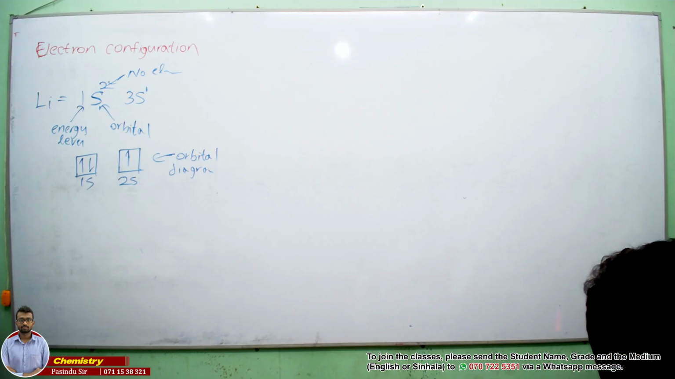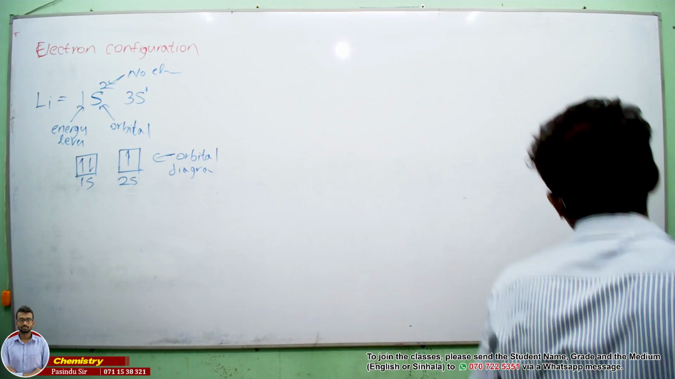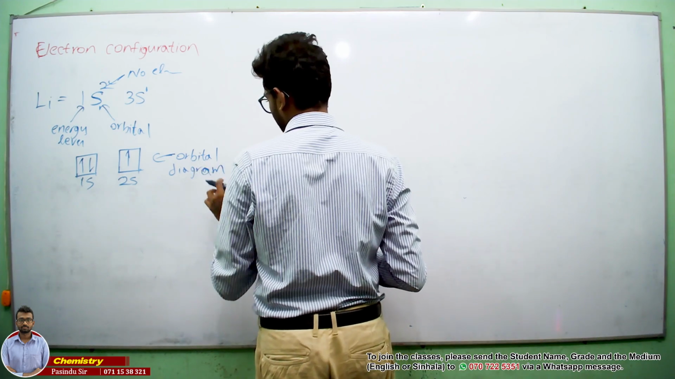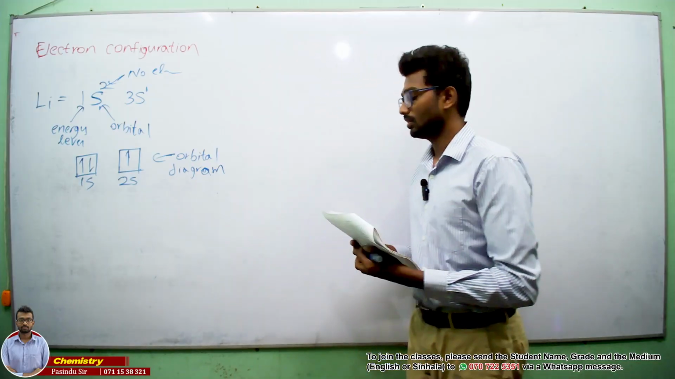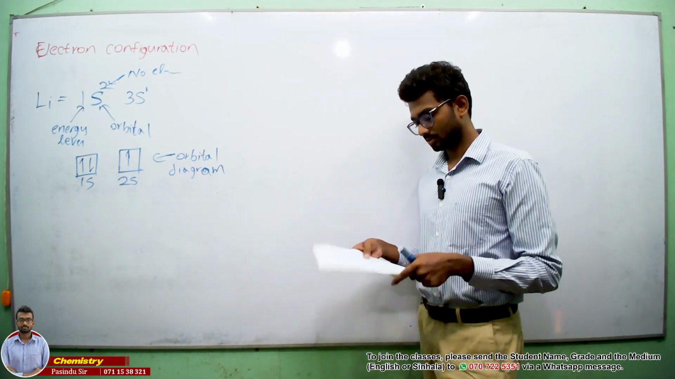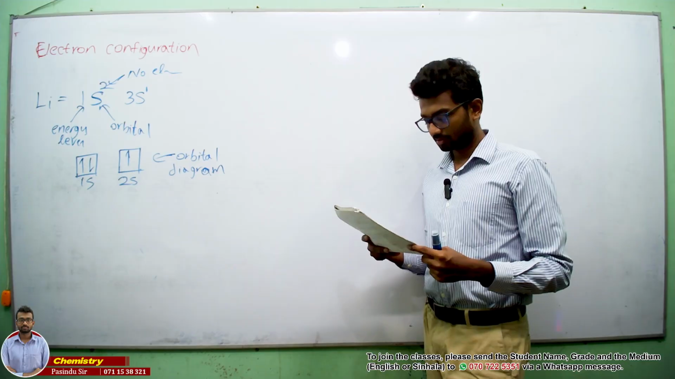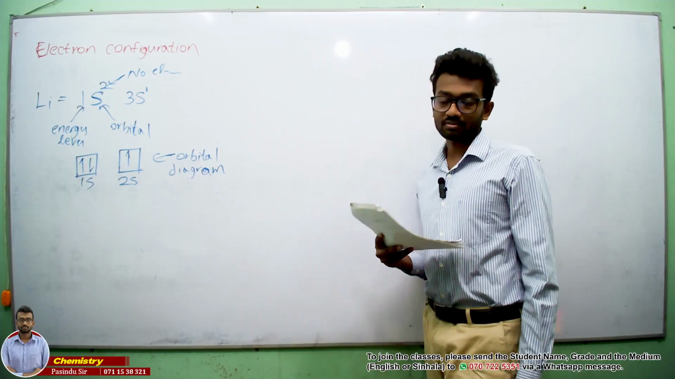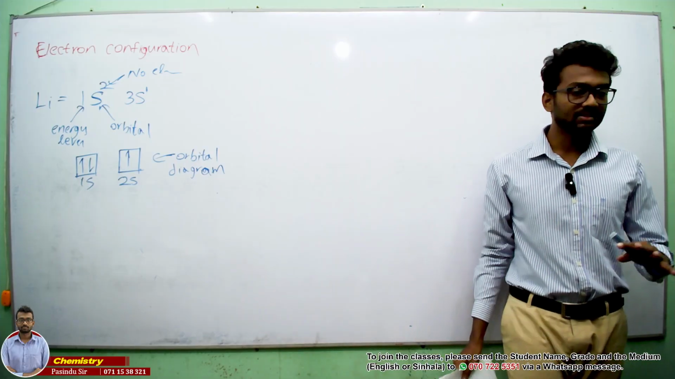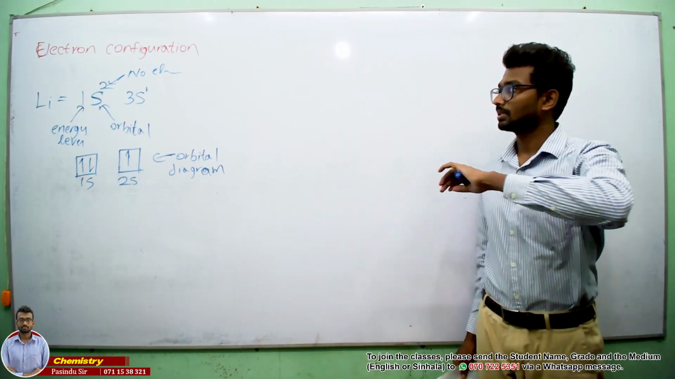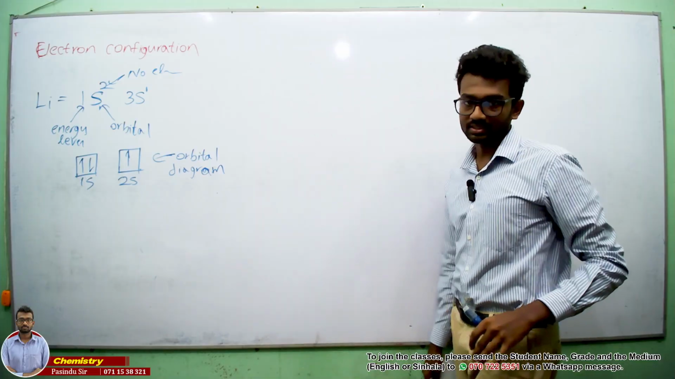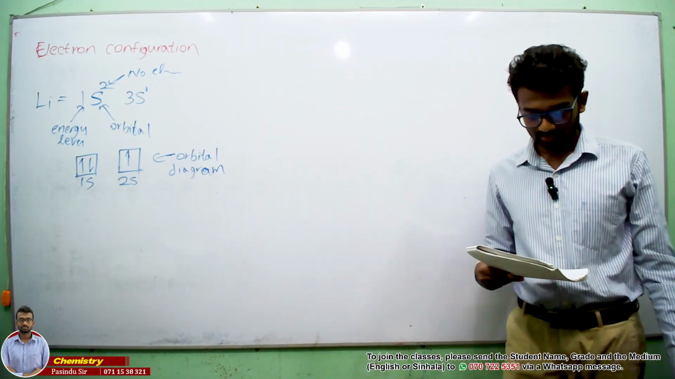So then draw the diagram, the whole one. This is the orbital diagram. Draw both. After that, we have to talk about some principles that are required to write electron configuration. We should know these basics.